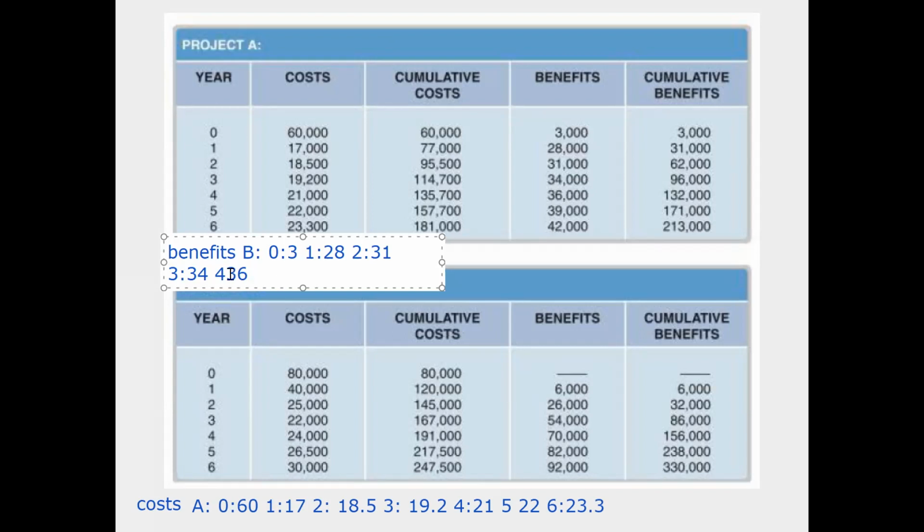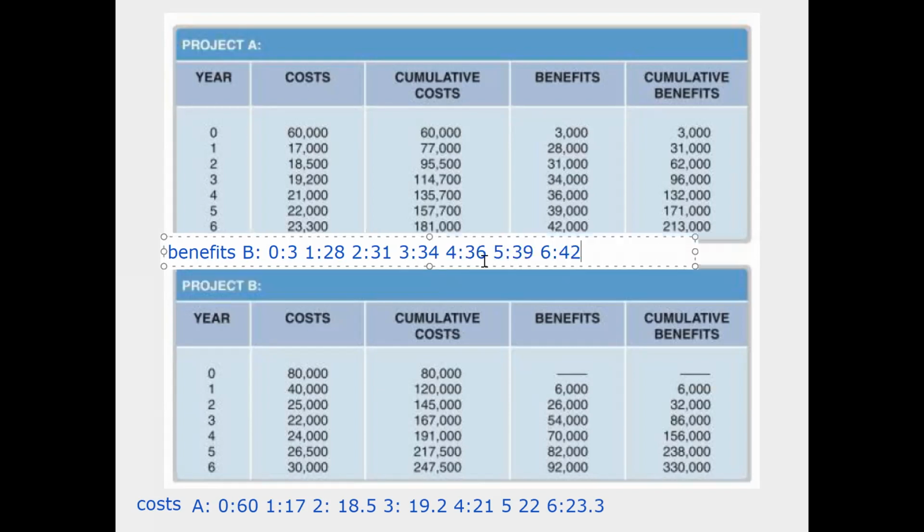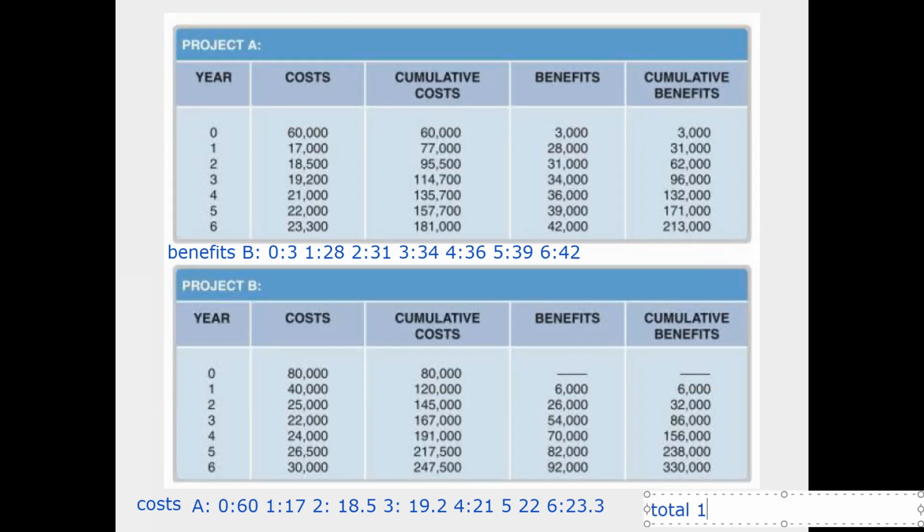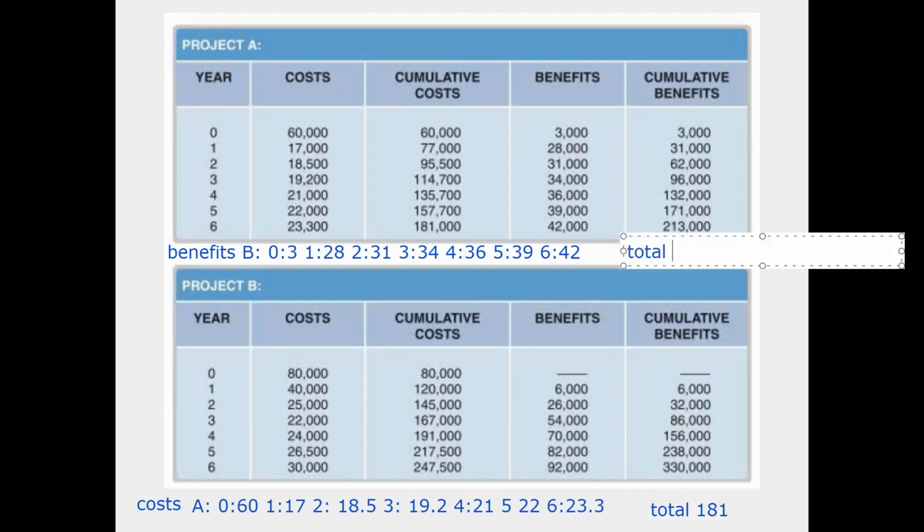So now 4, we have 36,000. And then 5, we have 39. 6, we have 42. Right. So if you just calculate, we already know the values, right? The cost is 181. So this total is 181. And then here, the total is 230.